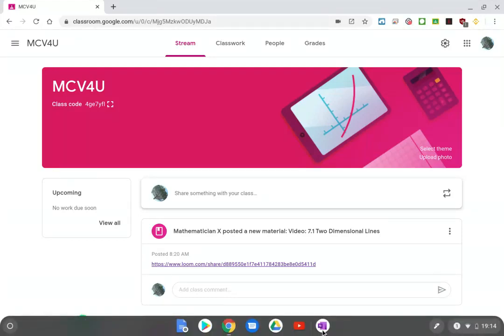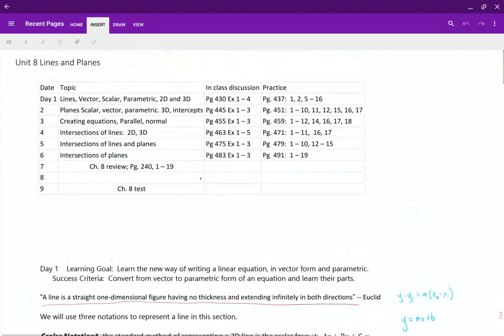All right, so we are looking at lines and planes, okay? This is Unit 8, and we're going to be looking at lines, vector, scalar, parametric form, defining a line, and we're going to stick with 2D today, all right?